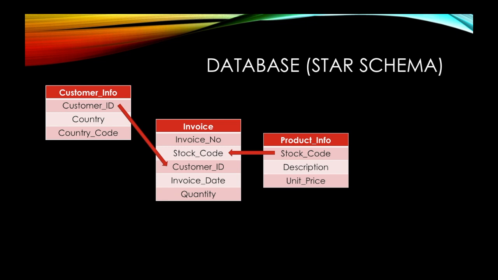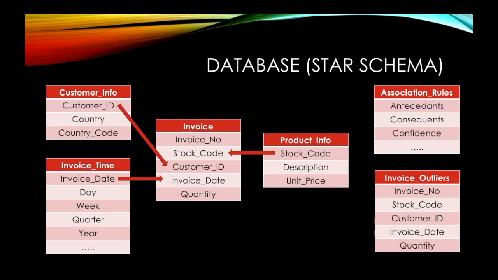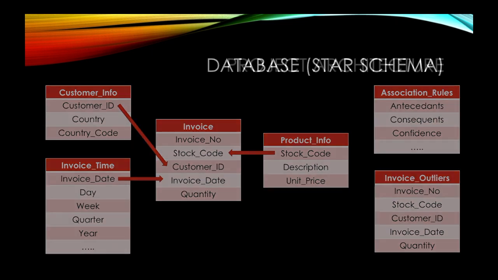I decided to add one more dimension table called invoice time, which will contain a breakdown of date into columns such as day, week, quarter, and year. I added two more tables called association rules and invoice outliers. The idea is to maintain these tables so that we don't have to query our database every time we want to know these measures. We can just keep updating these tables as the new data comes in. To be honest, this can get tricky, and we can consider this as a future scope.